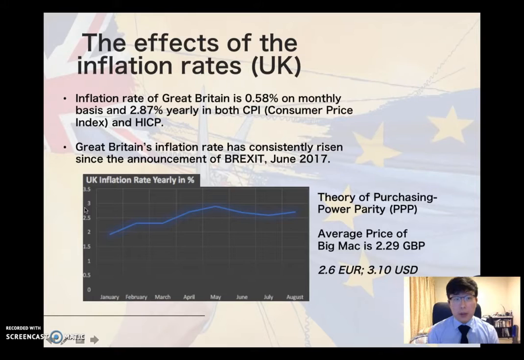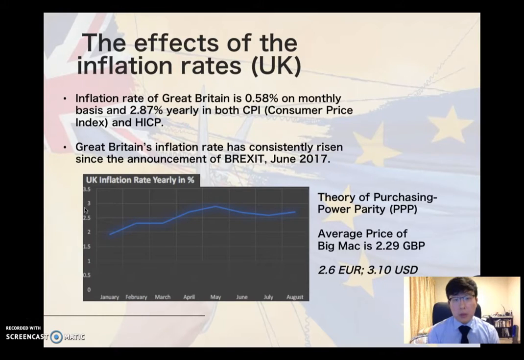So, the effect of the inflation rates in the UK. Inflation in the UK or Great Britain is currently at 0.58 on a monthly basis and 2.87 yearly, in both CPI, the Consumer Price Index, and HICP. Great Britain's inflation rate has consistently risen since the announcement of Brexit last year in June.